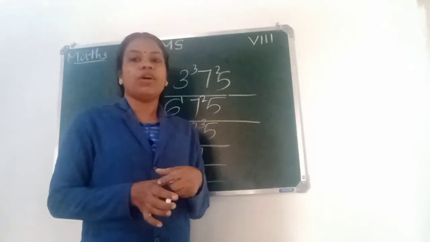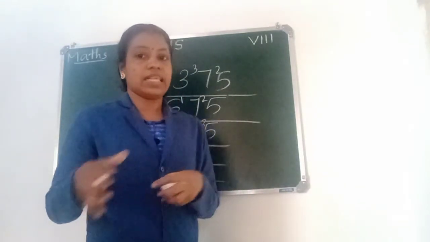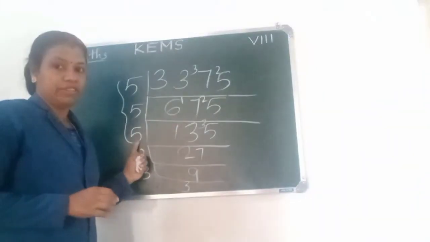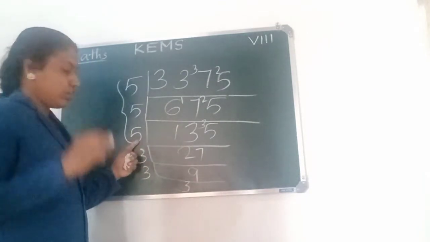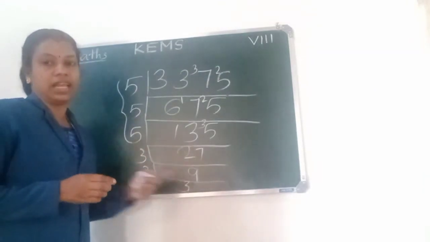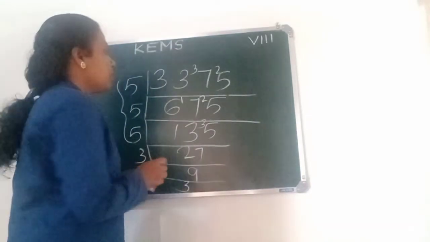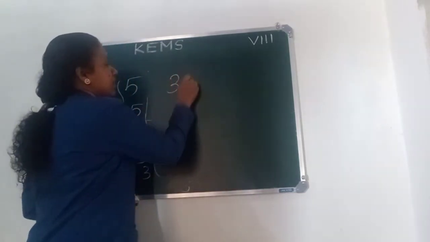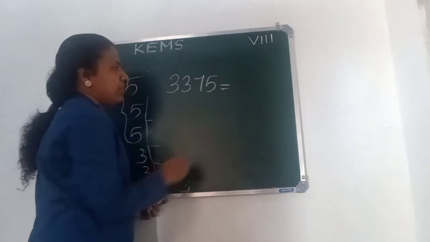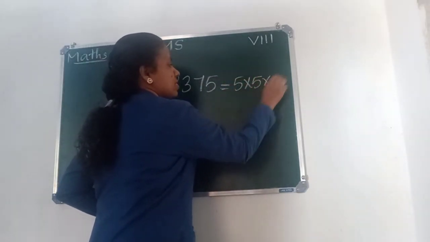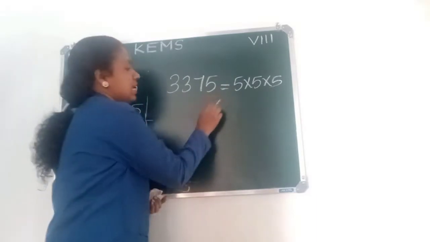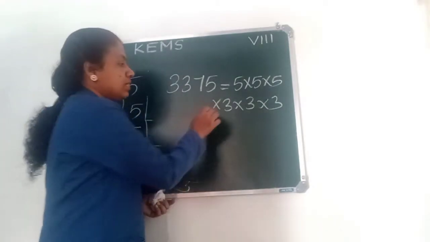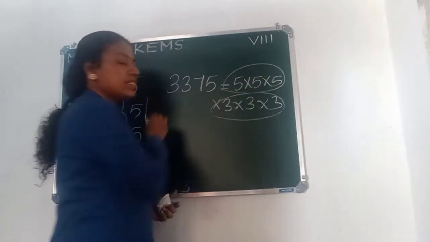Make the factors as triples. First triple: 5, 5, 5, three 5s in one group, and next 3 into 3 into 3, another triple. So write this as 3375 equal to first triple 5 into 5 into 5, then next 3 into 3 into 3. This is the first triple, and this is the second triple.